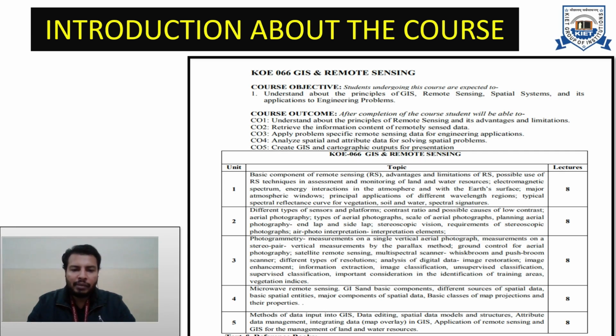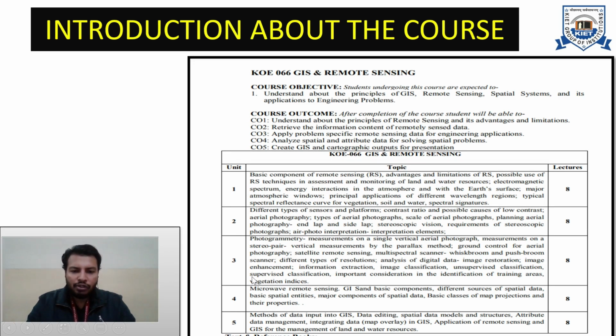Again, we will have a discussion on some improvement, or enhancement techniques, like image restoration, image enhancement, and information extraction. All of those enhancement or digital image processing techniques will be covered. So in unit 3 we will be dealing with photogrammetry as well as some important operations of digital image processing.